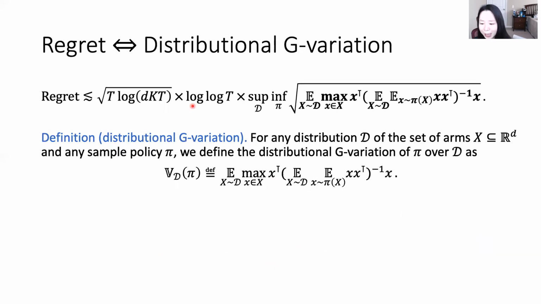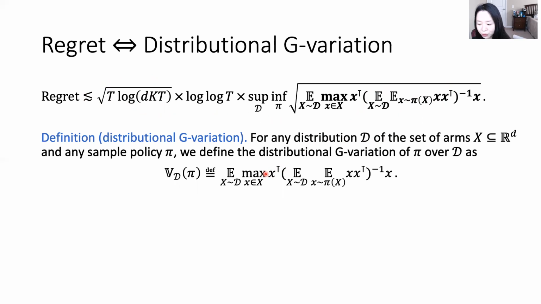By some technical analysis, thanks to the elimination phase, the regret incurred by arbitrary survived arms is bounded by this. Which, as you can see, is already a square root t type regret. So the main task of upper bounding the regret boils down to finding an exploration policy pi to upper bound this. And we define this term as the distributional G variation, because this is a stochastic form of the so-called G variation in optimal design. And I will explain this name in the next slide.